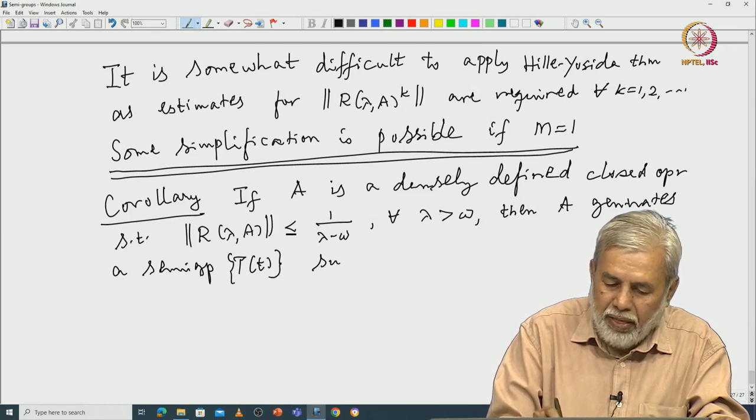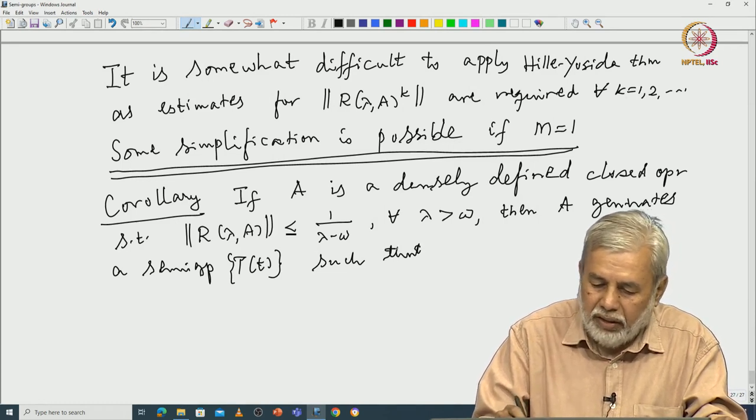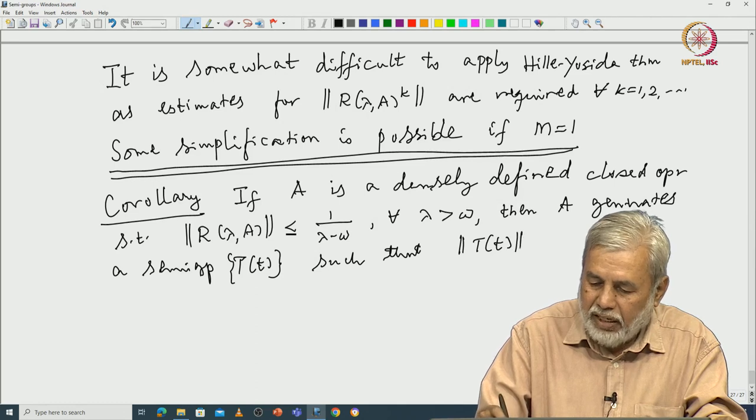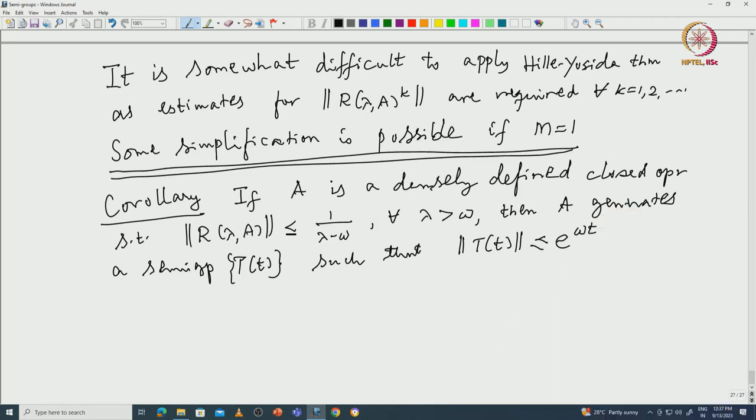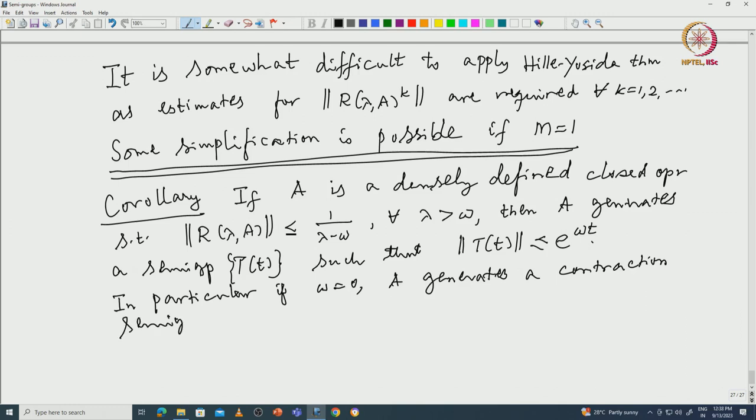such that norm of T t is less than or equal to e to the omega t. Actually, you can absorb. So, now there is m is equal to 1. So, you can actually absorb and make it a contraction semi group. Okay. So, in particular, if omega is 0, A generates a contraction semi group, right.